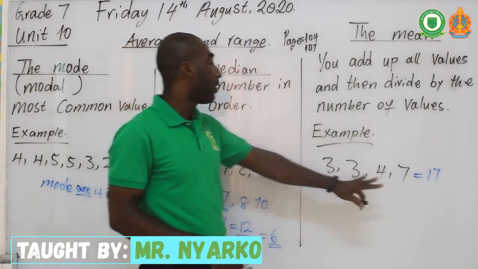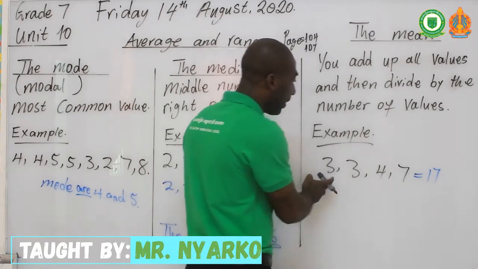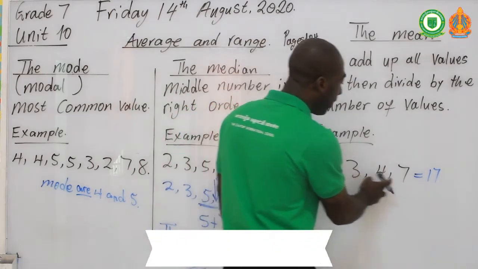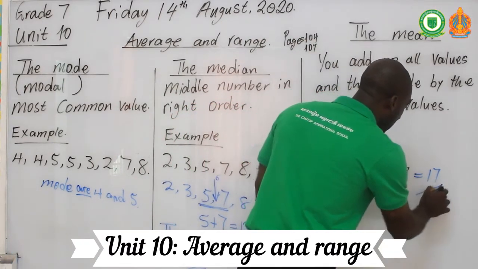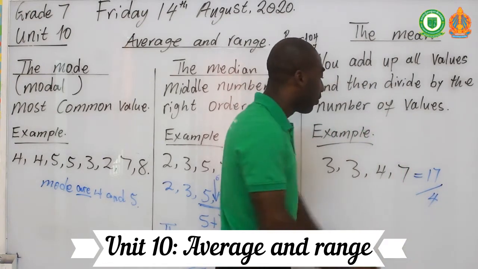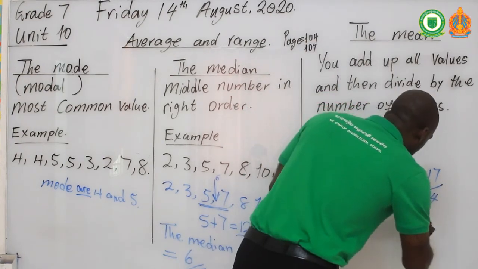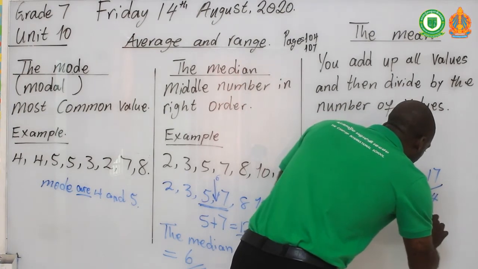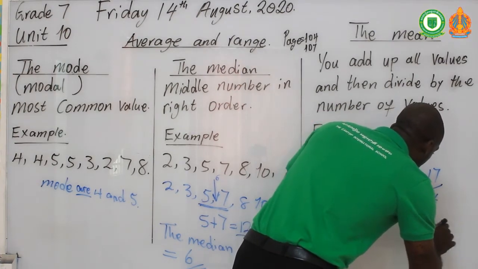So this will be equal to 17. How many are we dealing with? So we are dealing with 1, 2, 3, 4, okay? So you divide here by 4. So this is going to give us, we have 4 into 4 then.